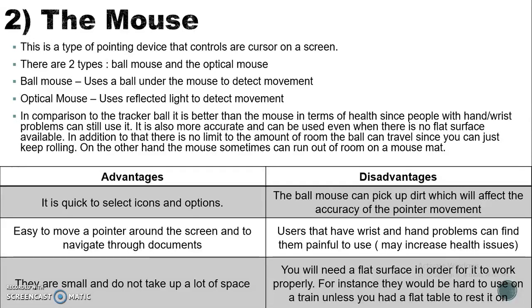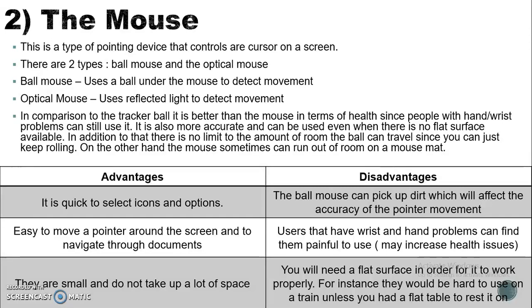detect movement. In comparison to the mouse, the tracker ball is better in terms of health, since people with hand or wrist problems can still use it without having a problem. It is also more accurate and can be used even when there is no flat surface available. In addition to that, there is no limit to the amount of room the ball can travel, since you can just keep rolling. On the other hand, the mouse sometimes can run out of room on a mouse mat.